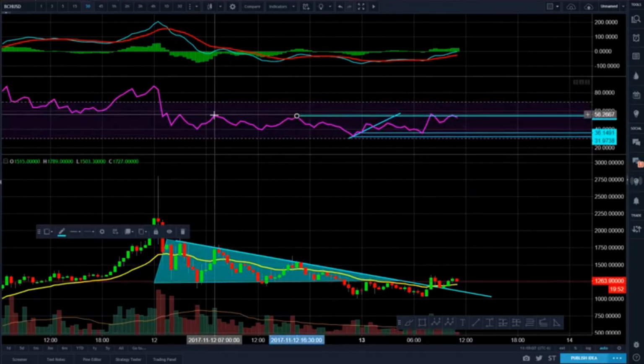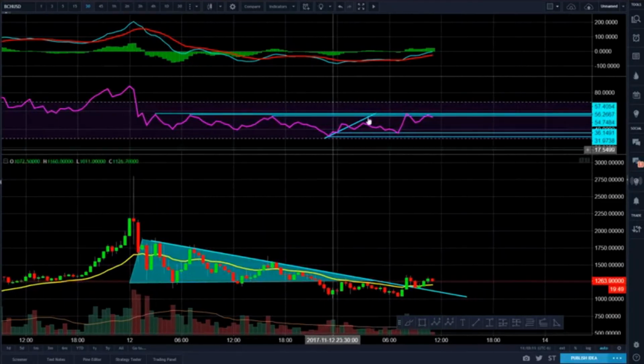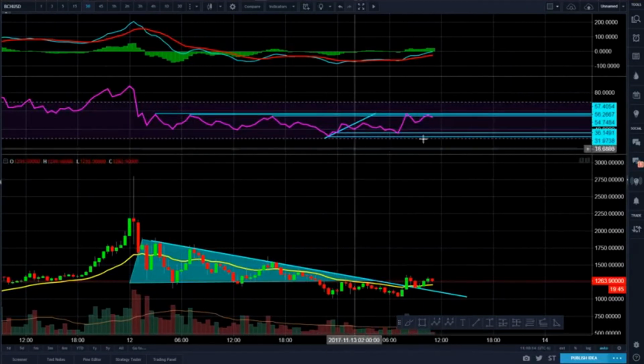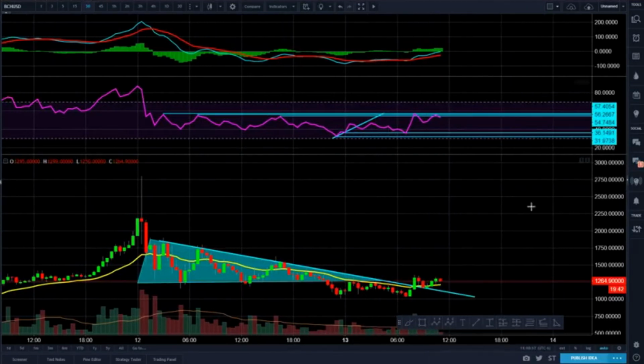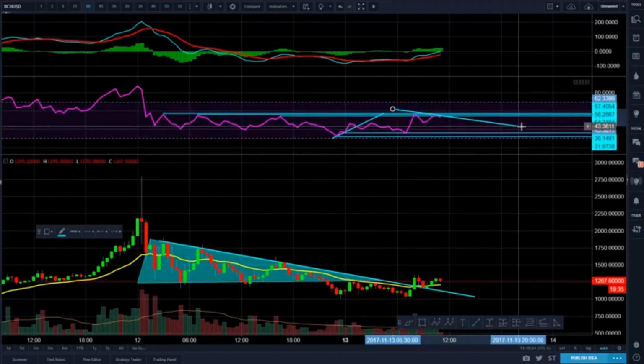Here's one resistance, here's a second resistance, here's basically a third resistance, right? So you're getting a resistance zone. So here, guys, I'd short the guy. I'm going to short it probably as soon as I finish this video because I'm getting a double bounce off of it. Not only am I getting a double bounce, but I'm also getting divergence.